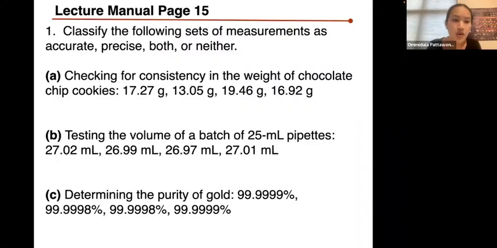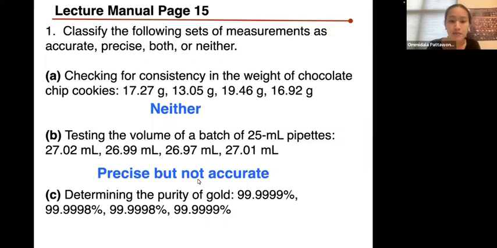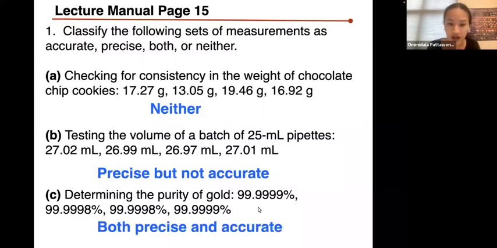Let's check the first one together. The first one is neither. We actually don't know the true value, so we don't know if it's accurate or not, but for sure it's not precise. The second one is precise but not accurate, because the true value that we are shooting for is 25, so 25 milliliters of the pipette. And for the last one, you probably notice that the values are very close to each other and almost at 100% of the purity as well. So therefore, this data is both precise and accurate.